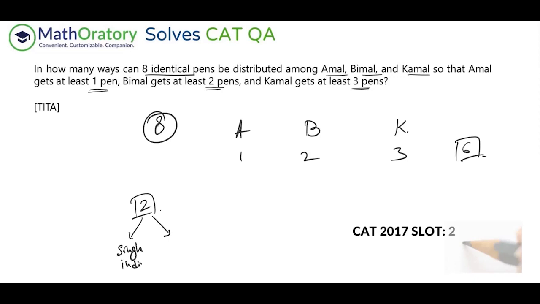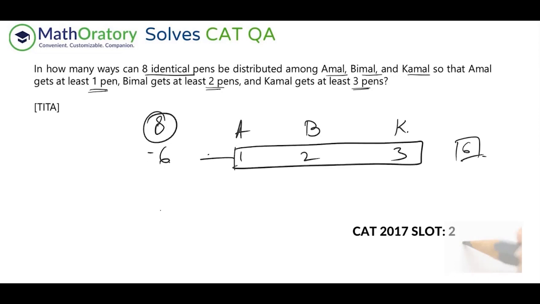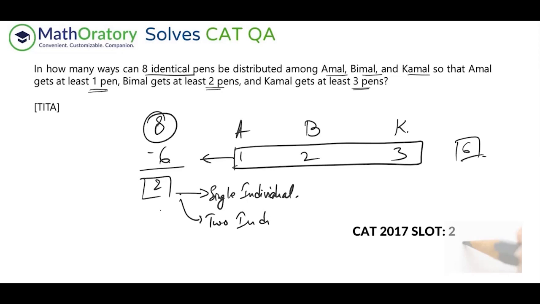Let me write it row wise. So this 1, 2, 3 allocation is done, so we are done with six pens, and let me say there are two pens remaining. These two pens can be given to a single individual, or it could be given to two individuals. That's it, right? Nothing more to think about.